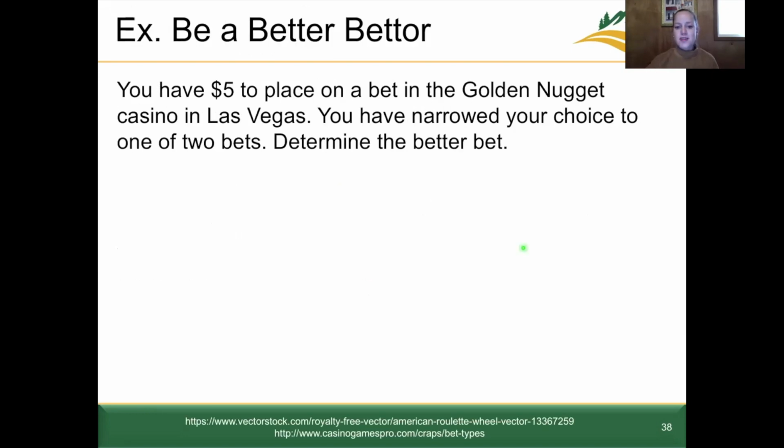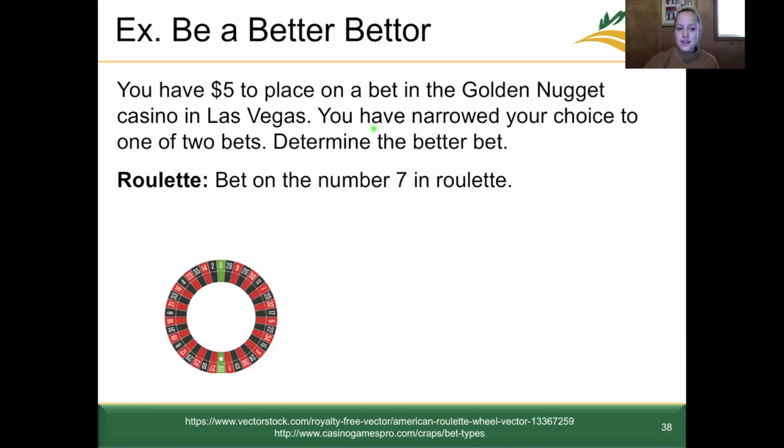Let's use an example here on gambling. So this one, be a better. So you have $5 to place on a bet in a casino in Las Vegas. This is hypothetical, of course, unless you're of age to gamble, but you're not going to gamble, you're going to save that money instead. I know. So you have narrowed down your choice to one of two bets. Here we're asked to determine the better bet.